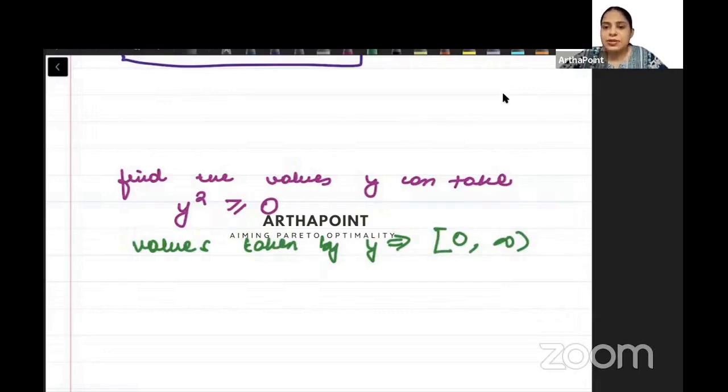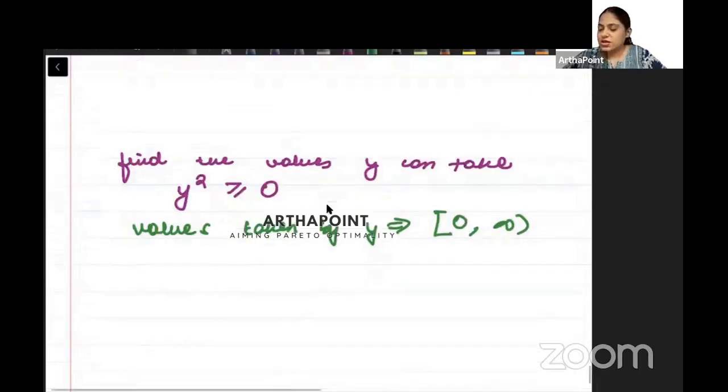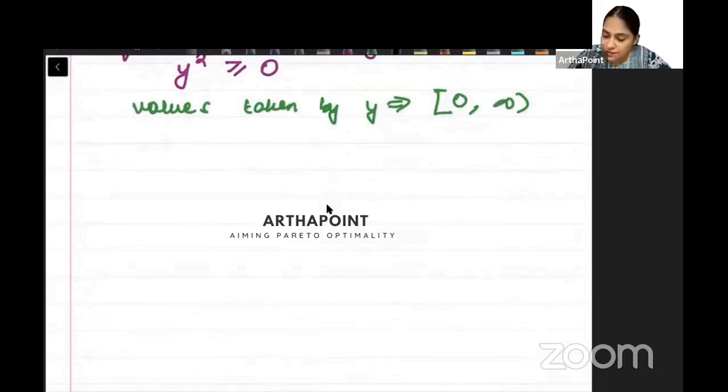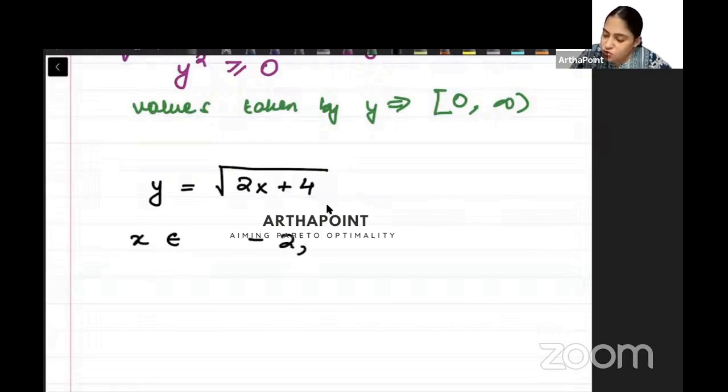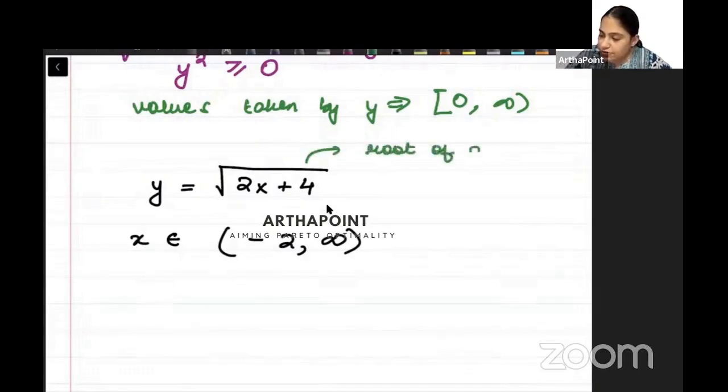Let me explain this again, I will just repeat. Let's try to understand. You can understand it directly also. We have written y is equal to the square root of 2x plus 4. Inverse is not even needed. And we said that x takes any value between -2 to infinity. Now there is a rule that the root of a number will always be positive. We always take the positive root.